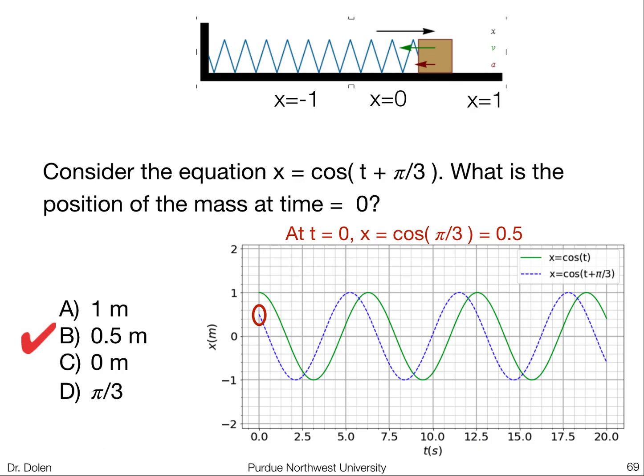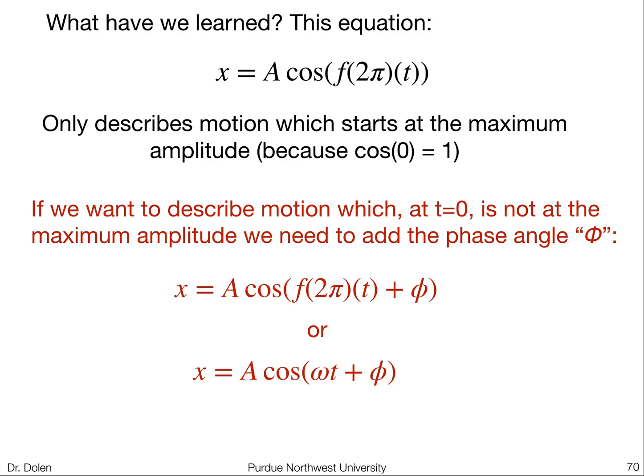Okay, so we started with this equation, x equals A cosine of frequency times 2 pi times t. And again, this only describes something which at time equals 0 is at its max amplitude. All right, so if I plug in time equals 0 here, I have cosine of 0, which is equal to 1. 1 times amplitude means the position is just equal to the amplitude. If I take the same equation and add this extra term in, like in the previous example it was pi over 3, now I can describe something that is not at max amplitude initially.